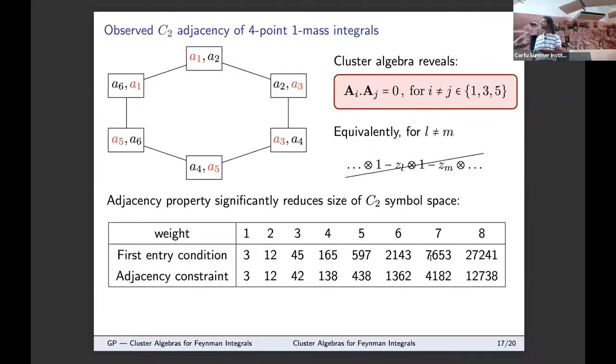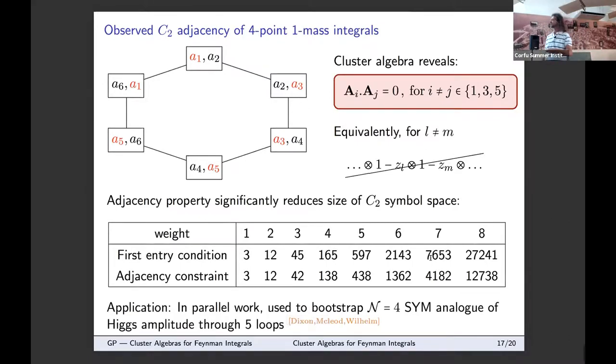And just to highlight their importance, assume that you were looking at the space of functions containing these integrals to four loops or weight 8, without this property and with this property. You see that this space is less than half when you also demand that this kind of adjacency condition appears. And so you have far fewer choices to look for, let's say, your physical quantity. And this has already been applied in parallel work by Dixon and collaborators in bootstrapping an analog of the Higgs amplitude in the N equals 4 world.